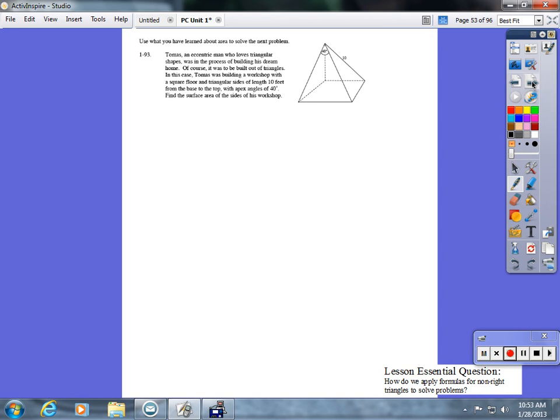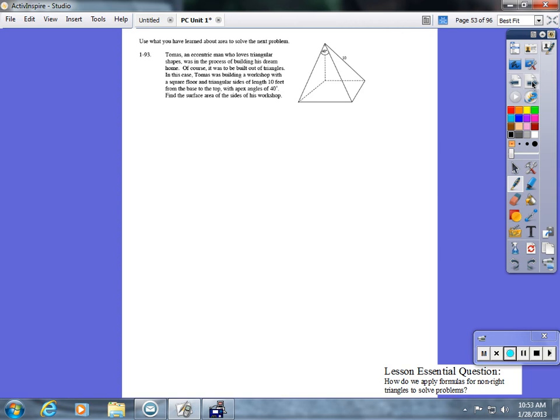Tomas, an eccentric man who loves triangular shapes, was in the process of building his dream home. Of course, it was to be built out of triangles. In this case, Tomas was building a workshop with a square floor and triangular sides of length 10 feet from the base to the top, with an apex of 40 degrees. Find the surface area of the sides of his workshop.